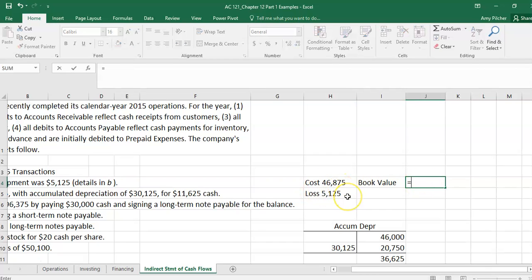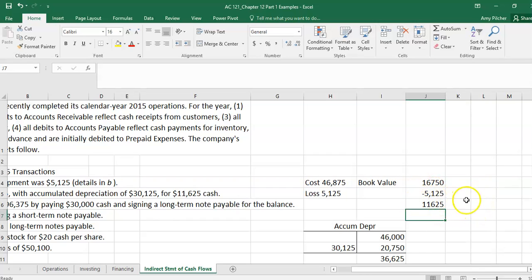So now we know that the book value is our cost of 46,875 minus that accumulated depreciation we just calculated of 30,125. So we have a book value of 16,750. Then we had a loss of $5,125. So if we add those together, that tells us that we received cash of $11,625. So hopefully that will help you with that one homework question where it only gives you part of the information.